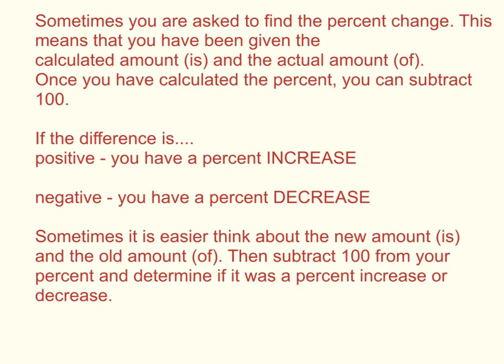Sometimes it's easier to think about the new amount is and the old amount of. Then subtract 100 from your percent and determine if it was a percent increase or a percent decrease.